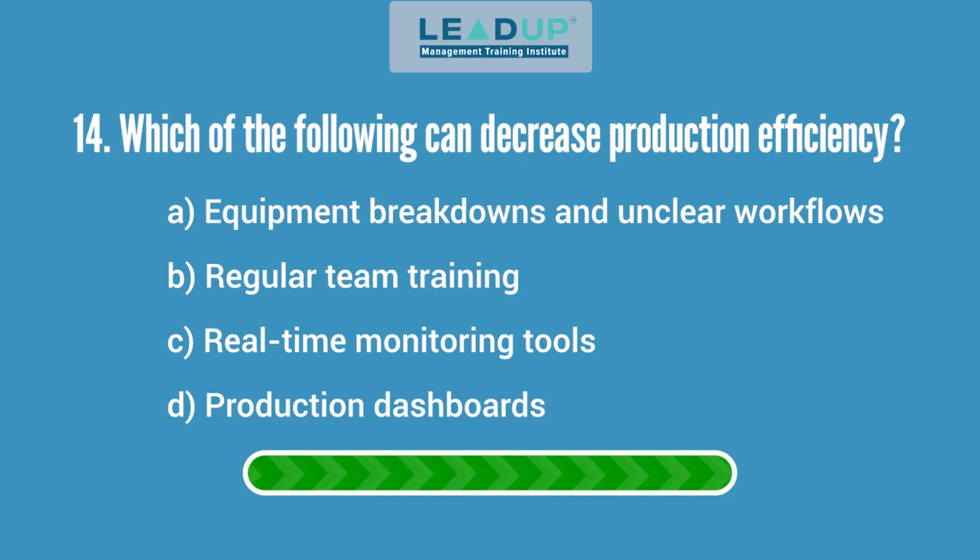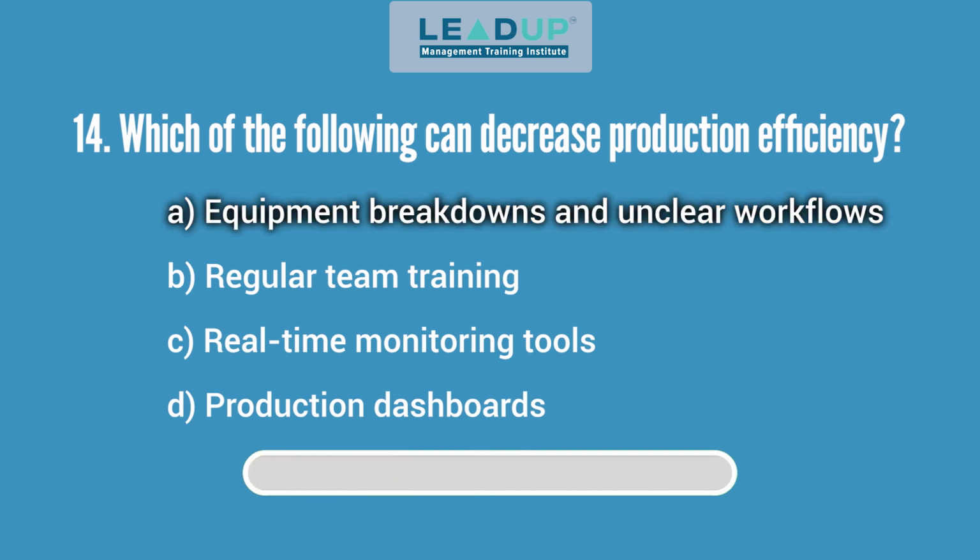Question 14. Which of the following can decrease production efficiency? A. Equipment breakdowns and unclear workflows. B. Regular team training. C. Real-time monitoring tools. And D. Production dashboards. Answer: equipment breakdowns and unclear workflows.